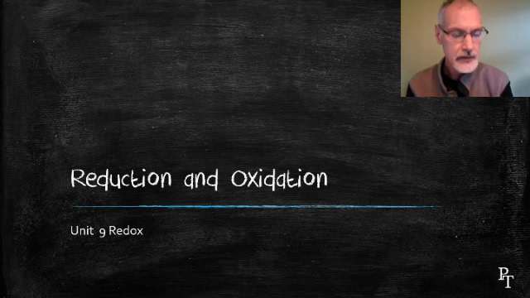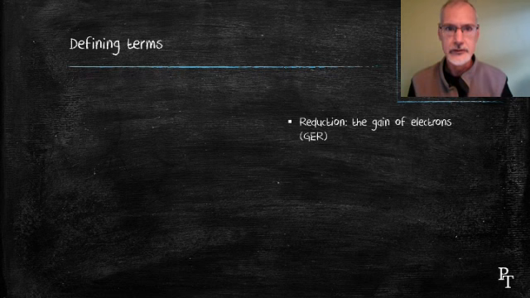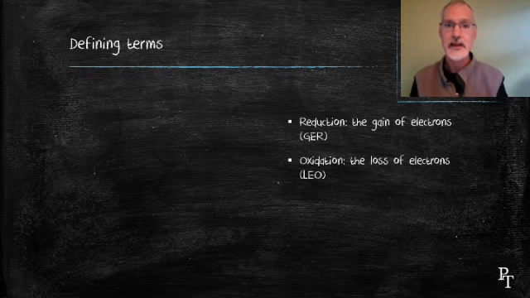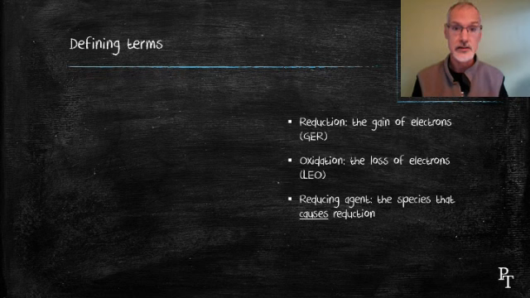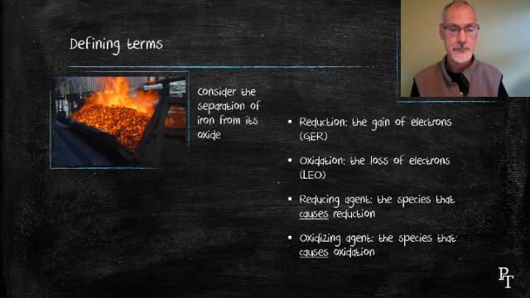Hi, this little video is going to look at oxidation and reduction. And in particular, we're going to look at a couple of terms that are used in this unit a lot. Reduction, the gain of electrons, and oxidation, the loss of electrons. And a couple of related terms that deal with the agents that cause these.